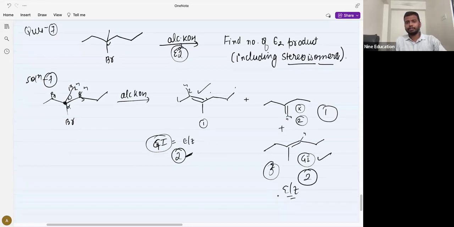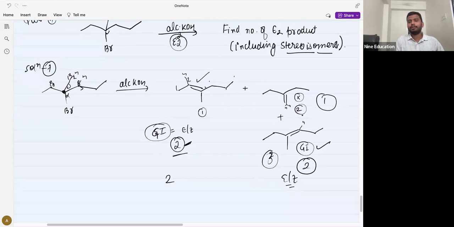So how many total products? 2 from here, 1 from this one, and 2 from this one. Total 5 products. Total 5 products is the answer. So number of E2 products are 5.